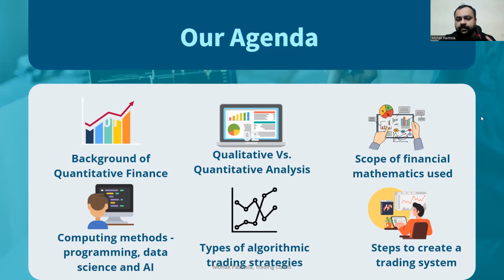We'll understand the difference between qualitative and quantitative analysis. And there will be a small discussion, I'm not going to go too deep into the scope of financial mathematics used. Okay, so there'll be a small discussion on that. I'll give you an example of a trading strategy, of two types of trading strategy actually. And I'll also show how they are coded, right, on Python basically. And we'll discuss the computing methods, etc.